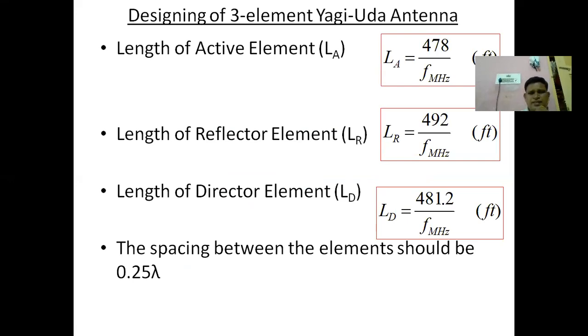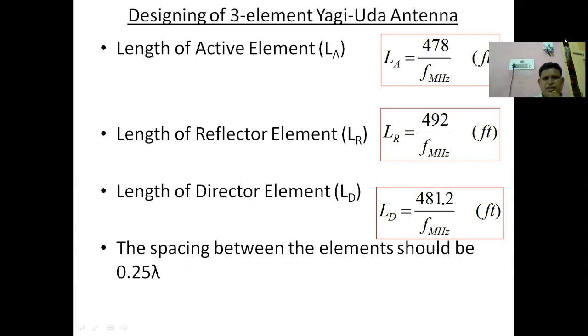Now, the design constraints for this three-element Yagi-Uda antenna: what are the three elements? Reflector, driving element, and directors. These are the things you have to remember by heart. The length of the active element, LA, should be 478 divided by the operating frequency in megahertz. Based on that, you can design the length of the active element.